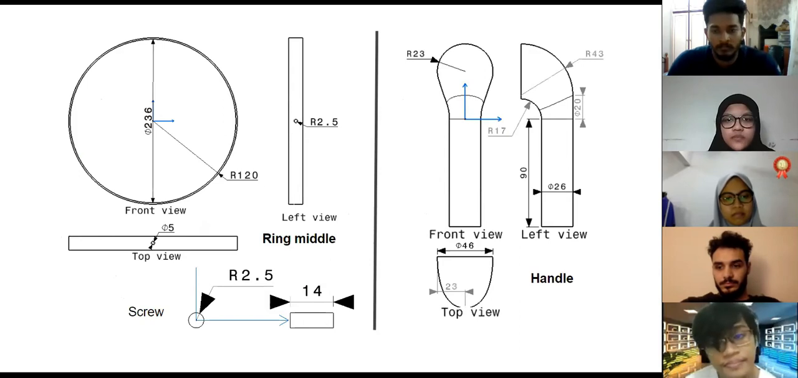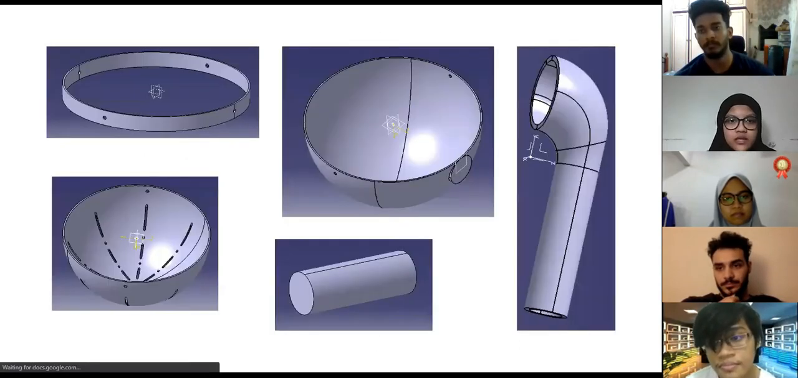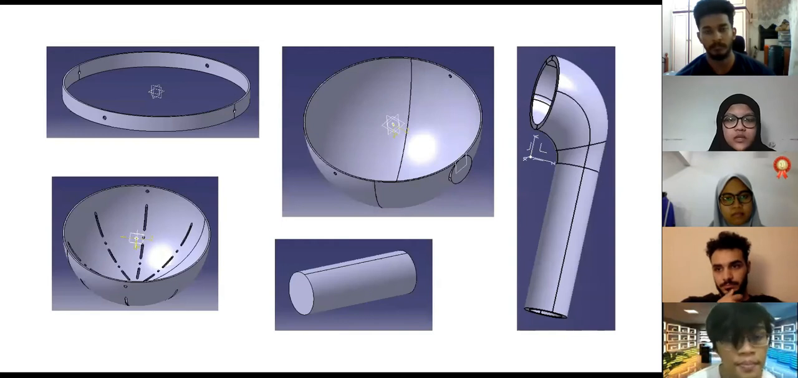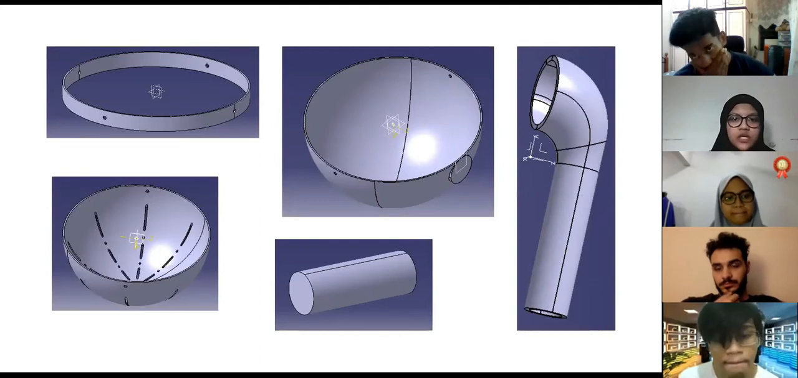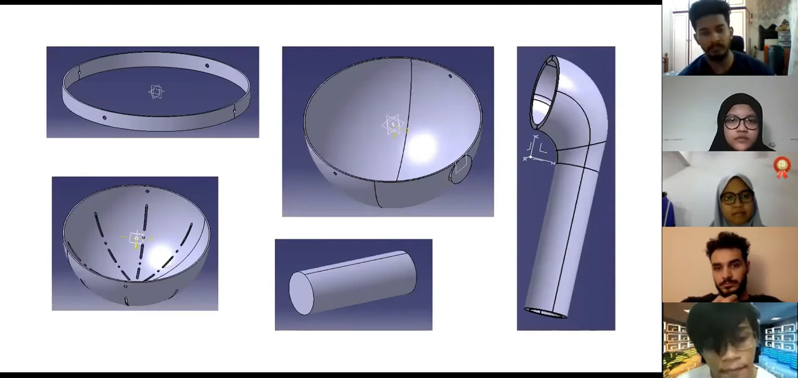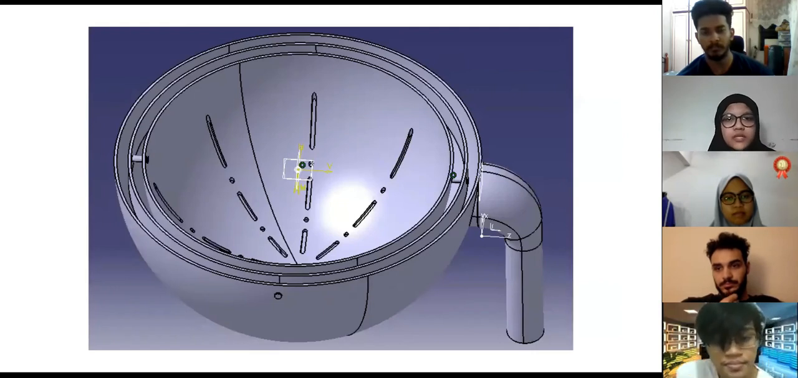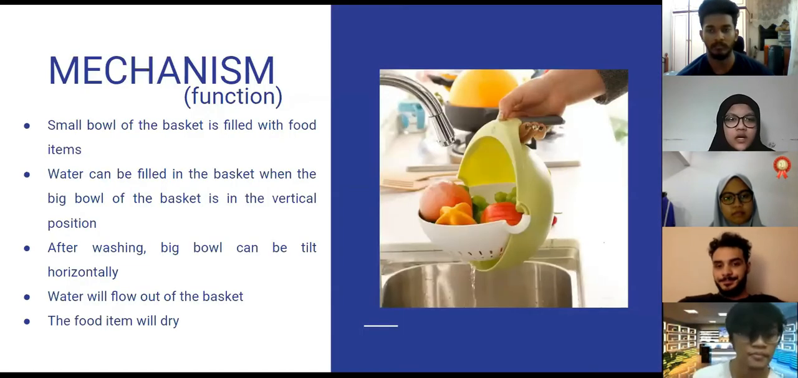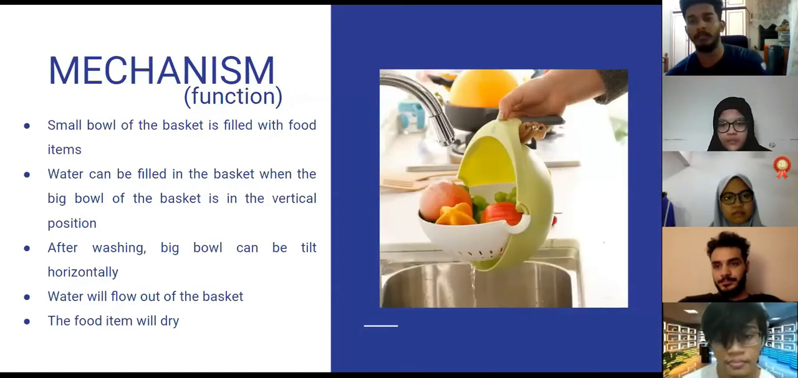Okay, the fourth figure is the drawing for the handle. There are dimensions for the handle also, and this is the CATIA model that we constructed using CATIA V5 R21. After we made the five parts, we assembled them like this. So this is our project that we made using CATIA. I think that's all for design. I will pass to Jivan for the mechanism.